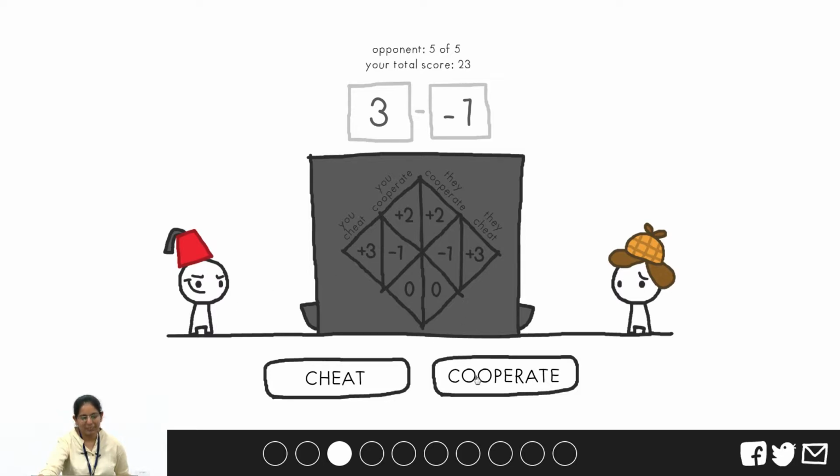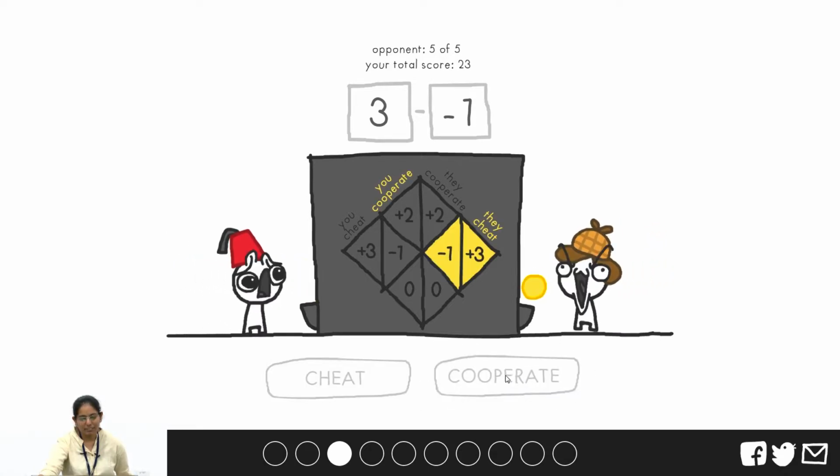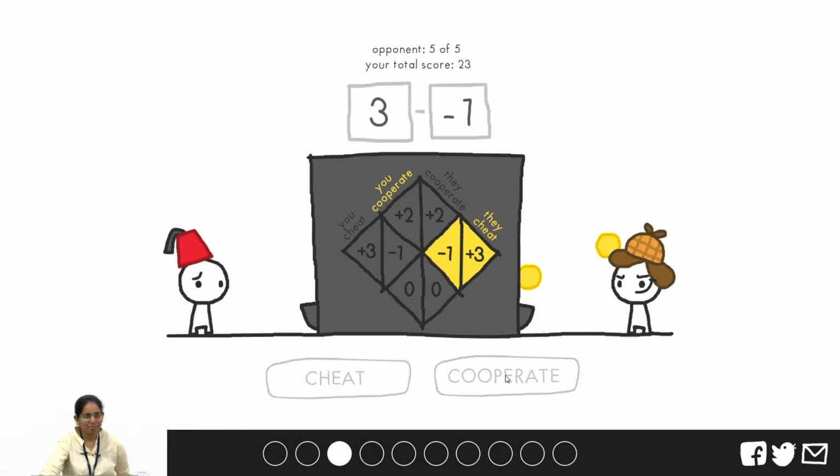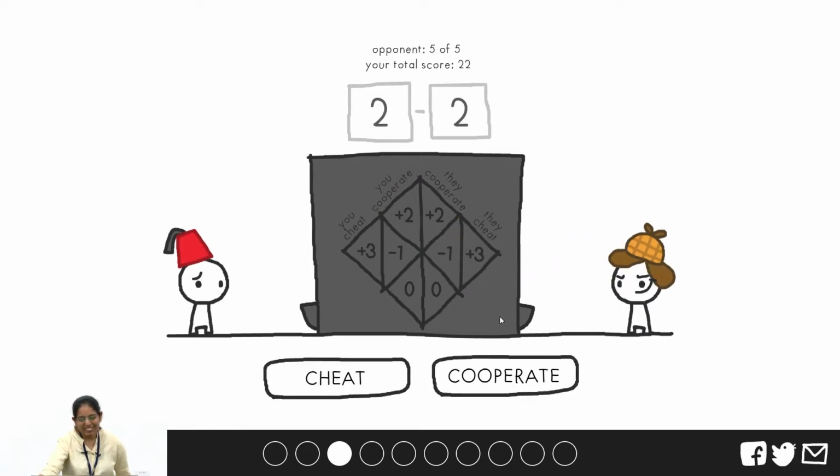cooperate. Okay. Again, presumably the other player is likely to cheat, but you never know. So let's cooperate and see. So, okay. How do you want to continue? So you have cheated and cooperated. What do you want to do now?